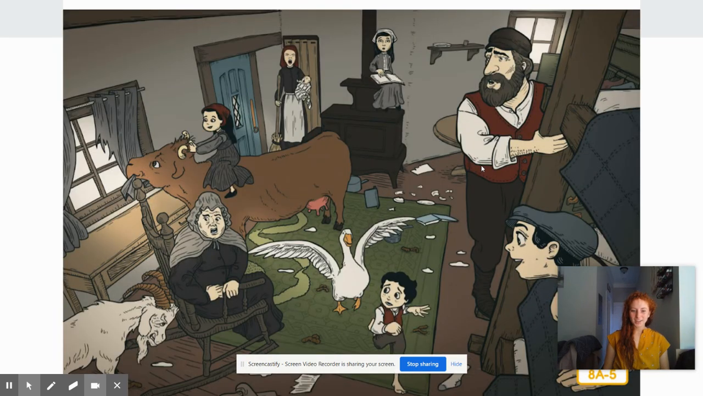Oh my goodness, look at that picture for a minute. Wow. Do you see the goose on the carpet? Ew, and it looks like there's poop all over the carpet.